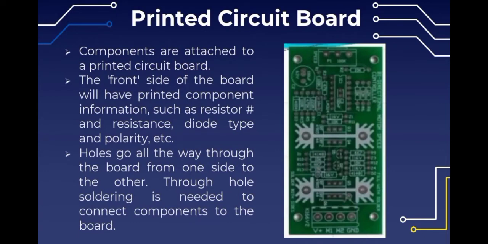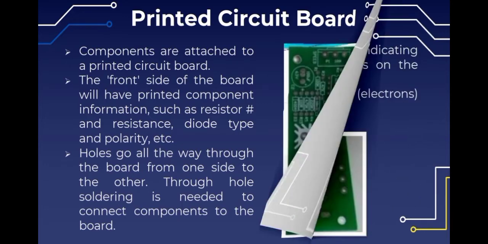Printed circuit board. Components are attached to a printed circuit board. The front side of the board will have printed component information such as resistor and resistance, diode type and polarity, etc. Holes go all the way through the board from one side to the other. Through hole soldering is needed to connect components to the board.